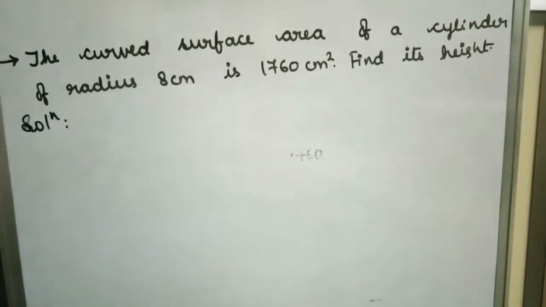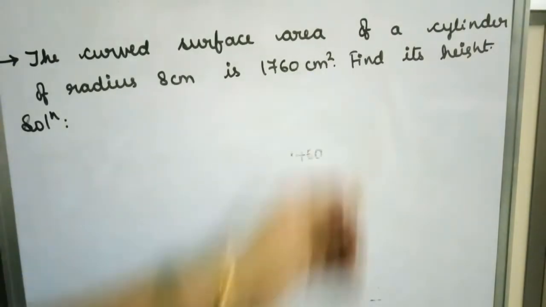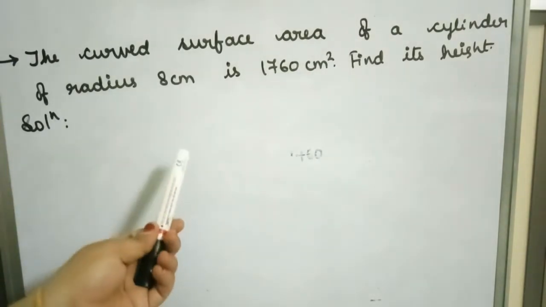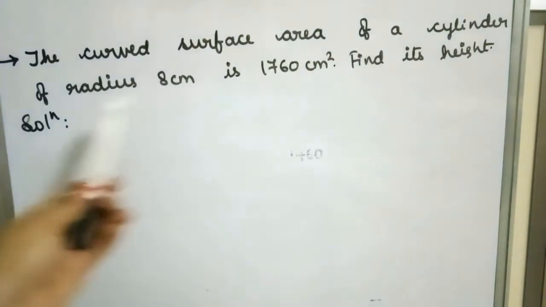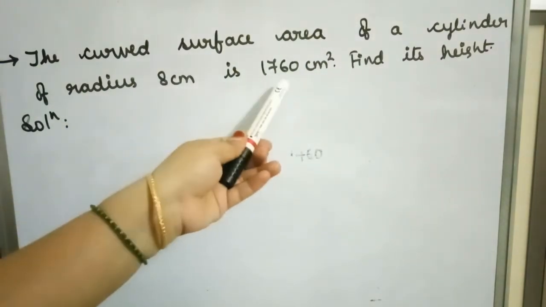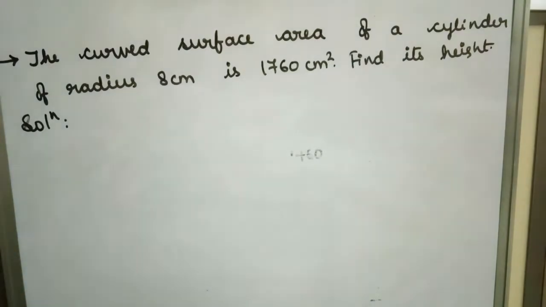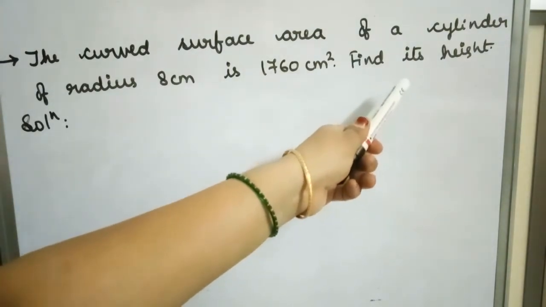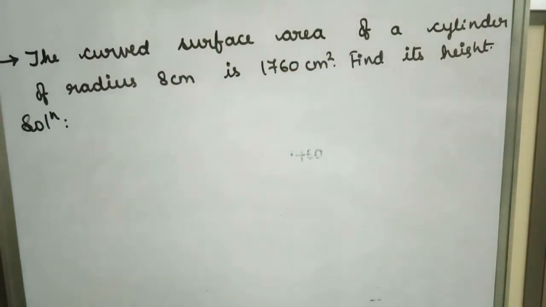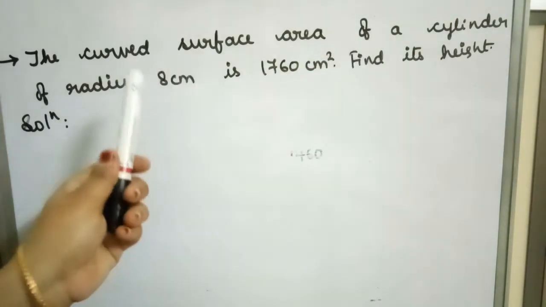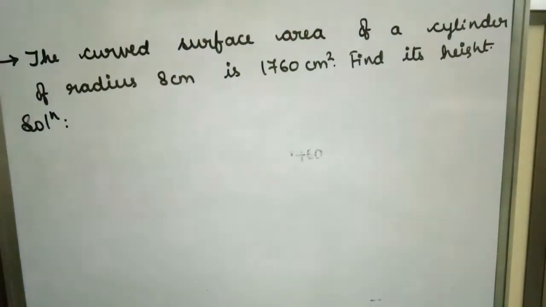Now let us discuss how to find the missing dimensions in the given figure, in the given question. Here the curved surface area of a cylinder of radius 8 centimeters is 1760 centimeters square. They asked us to find out the height. How to find out the height? That means height is the missing dimension here. So the curved surface area is given and the radius is given. We have to find out the height.